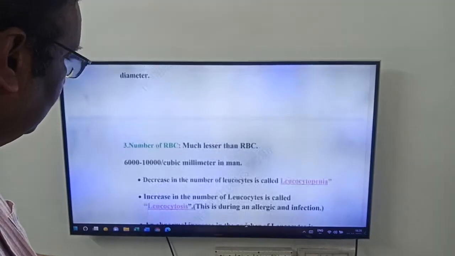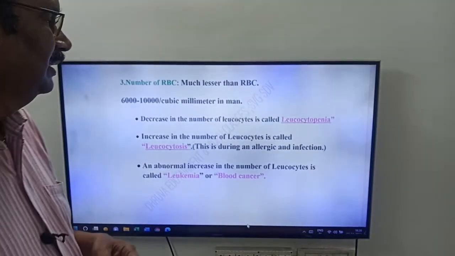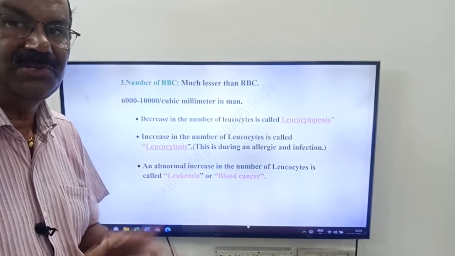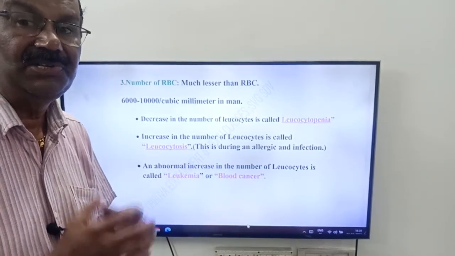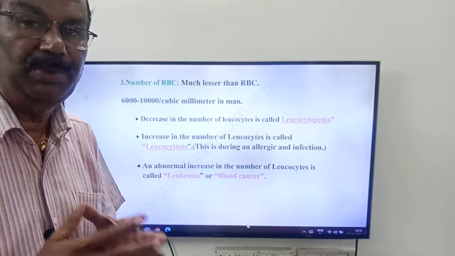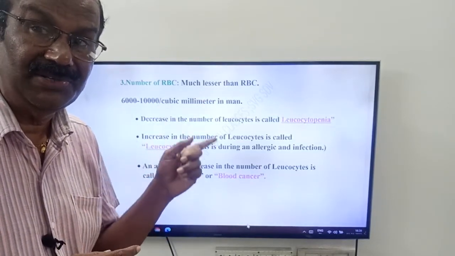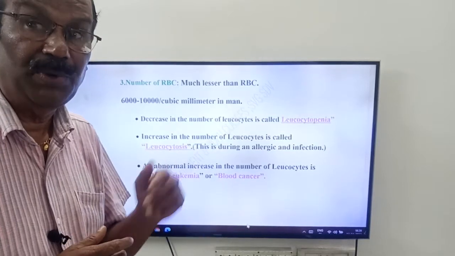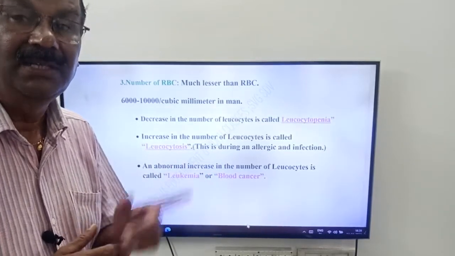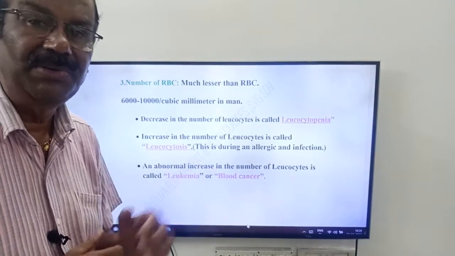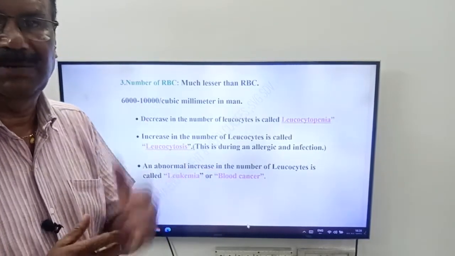Now come to number, friends. Their number is much lesser than RBC. What is the number of the WBC, friends? 6,000 to 10,000 per cubic millimeter. What about RBC, friends? 5 millions or 4.5 millions. 5 millions in men, 4.5 millions in women. So the number of WBC is much lesser than the RBC.